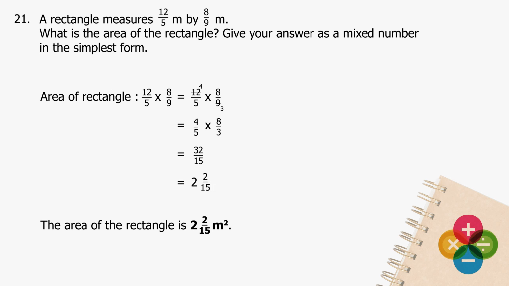The area of the rectangle will be multiply 12 over 5 by 8/9, and it is equal to multiply 4/5 by 8 over 3, and the product is 32 over 15. Convert 32 over 15 to mixed number will be 2 and 2 over 15. The area of the rectangle is 2 and 2 over 15 meter square.